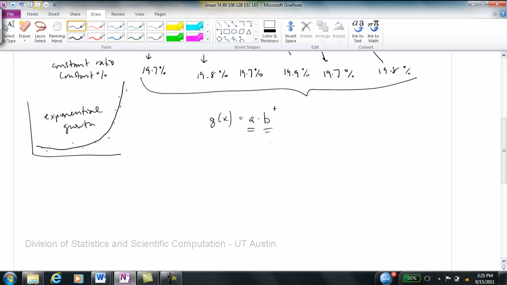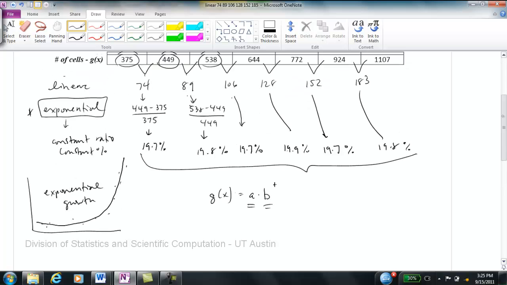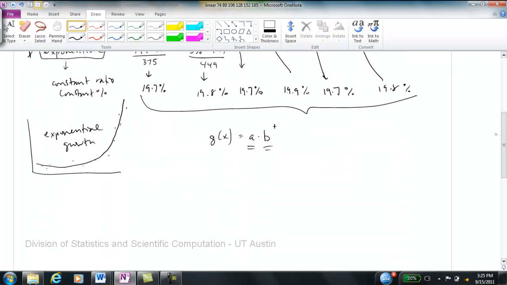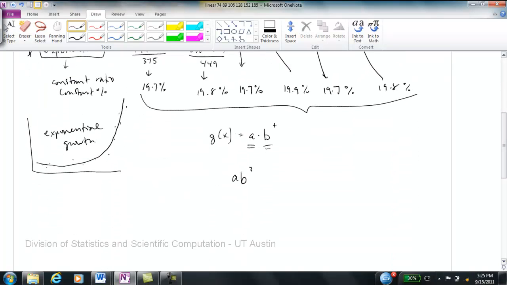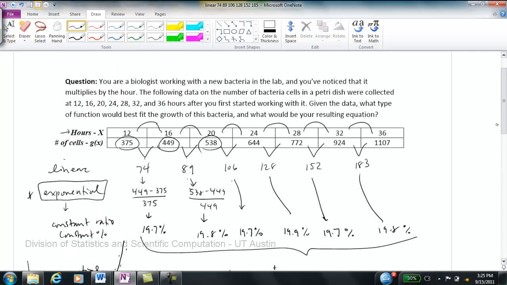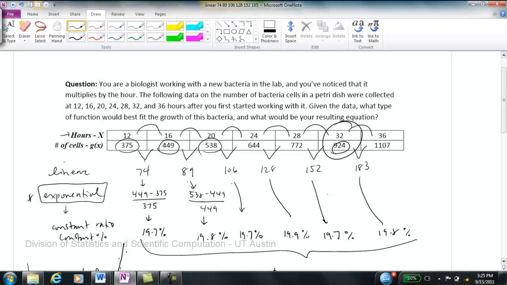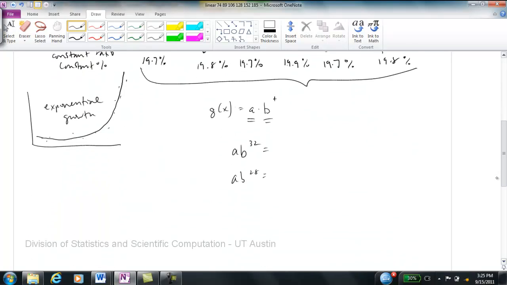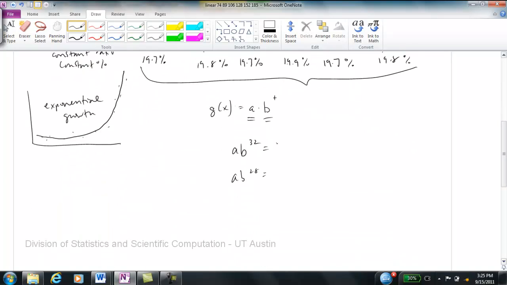Well, one of the ways I can do this is I can use the data that I see to set up a ratio. So for example, ab^t at 32 hours and ab^t at 28 hours. ab^t at 32 hours is equal to 924. ab^t at 28 hours is 772. So let's just set up a little equation. We know this is 924 and we know this is 772. So I can actually do this: ab^32 divided by ab^28 is equal to this ratio, 924 divided by 772.